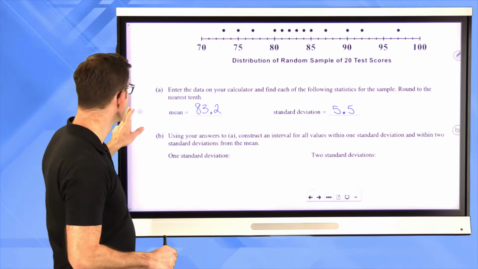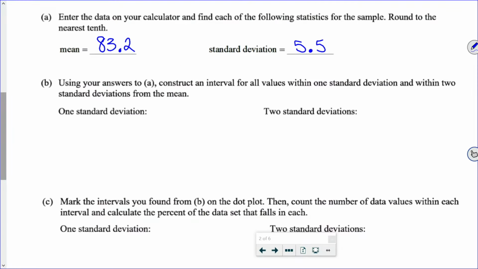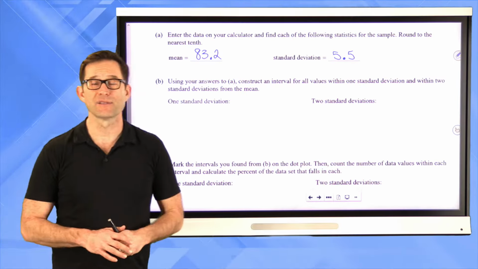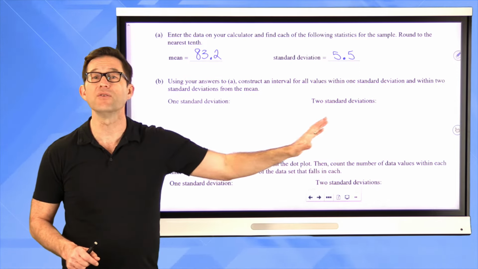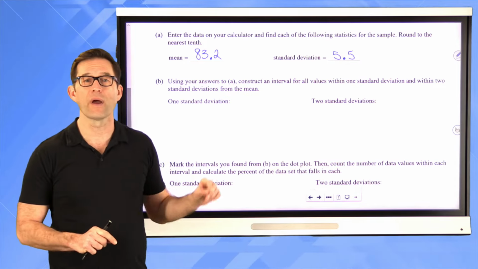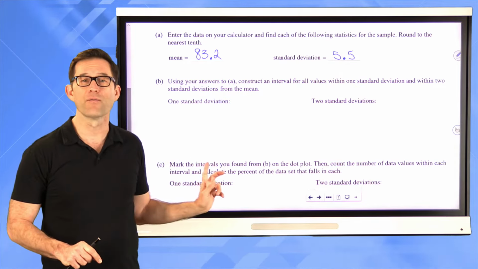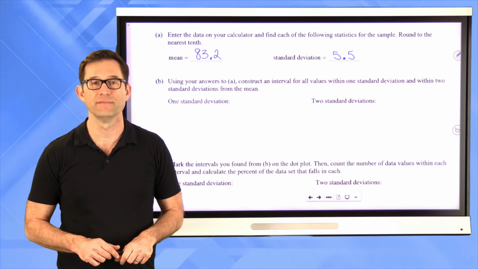Okay, so now let's get into letter B. Using your answers to A, construct an interval for all values within 1 standard deviation and within 2 standard deviations from the mean. Now, in the last lesson, we constructed an interval for all the values that were within 1 standard deviation. We didn't do it within 2 standard deviations. What I'd like you to do is pause the video right now and first figure out that interval for all the values that are within 1 standard deviation of the mean.